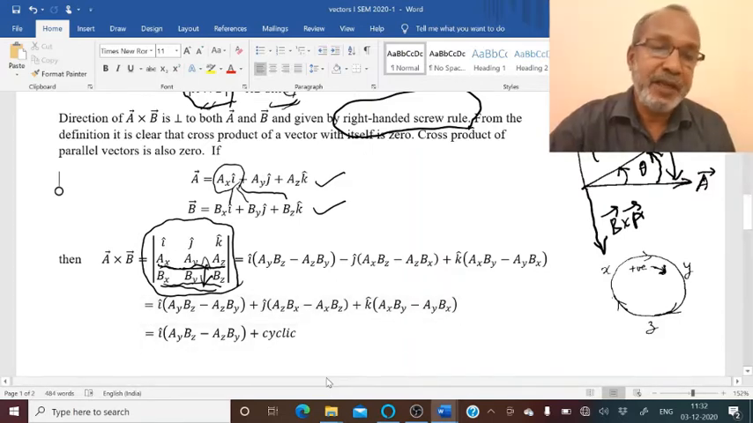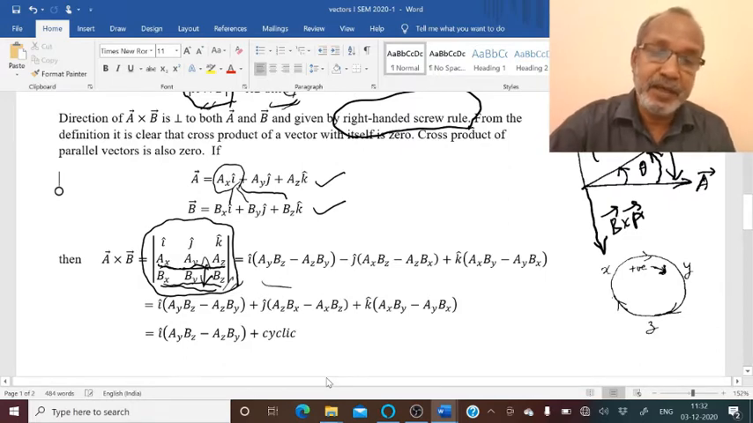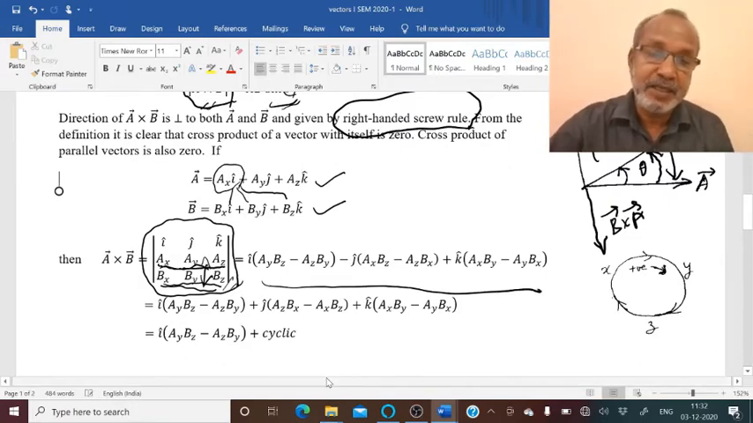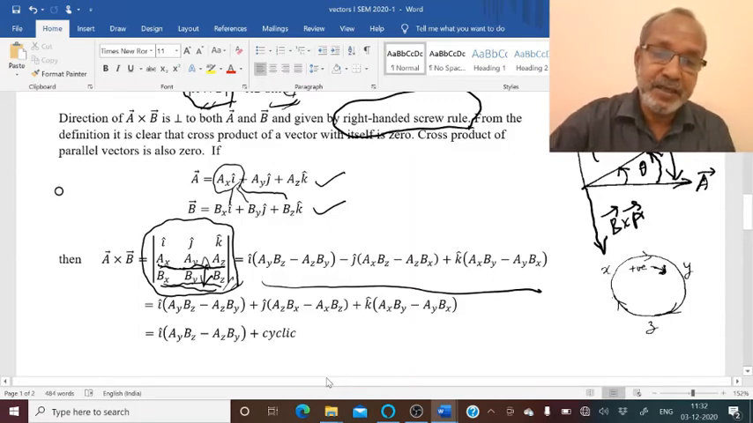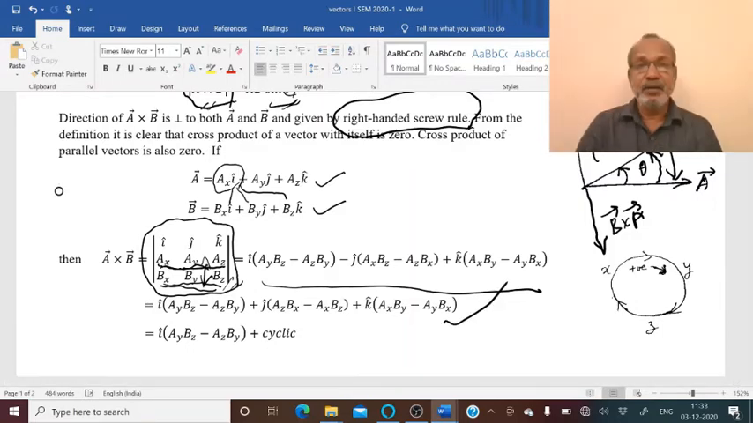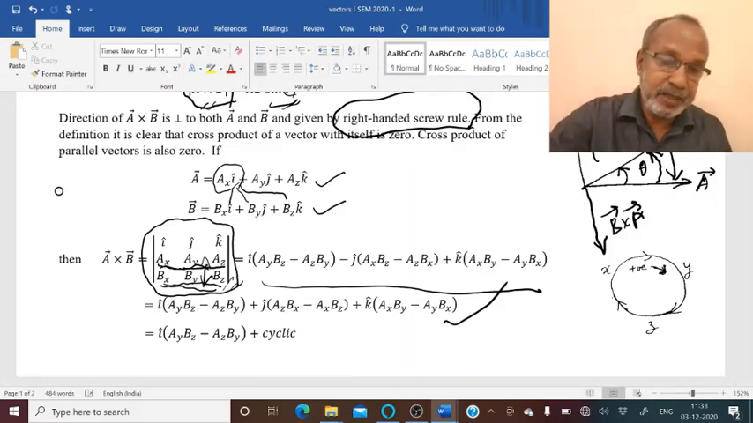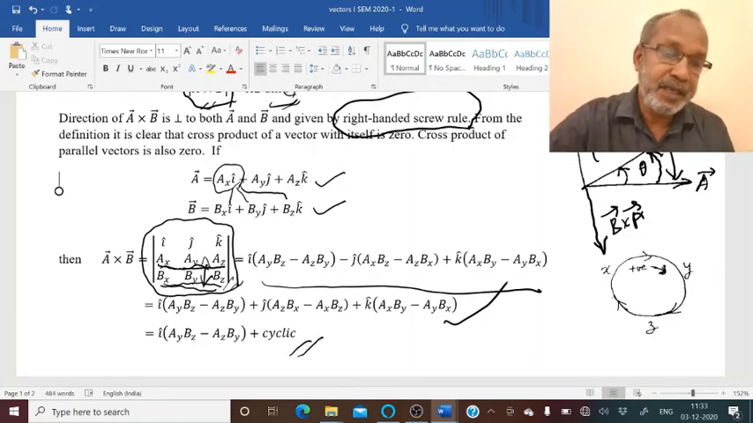If you expand this determinant, then you will get three terms like this, with a negative sign for j, and we can take this negative sign inside and rewrite. I have rewritten it here. You can actually remember this formula using the last equation. That is, the x component is ay bz minus az by. So y and z will come in the x component.